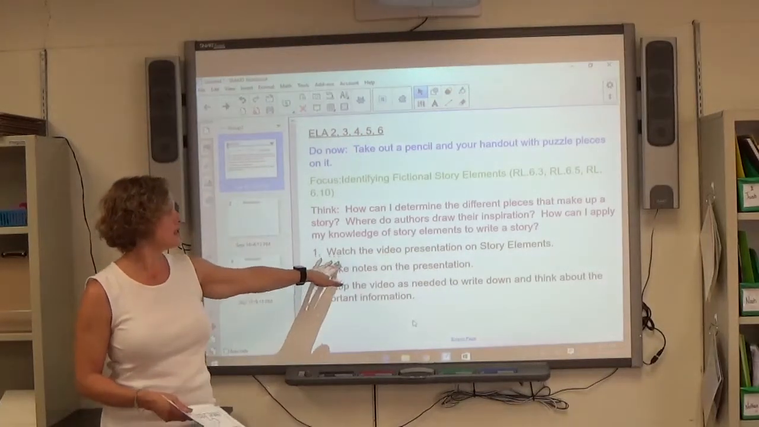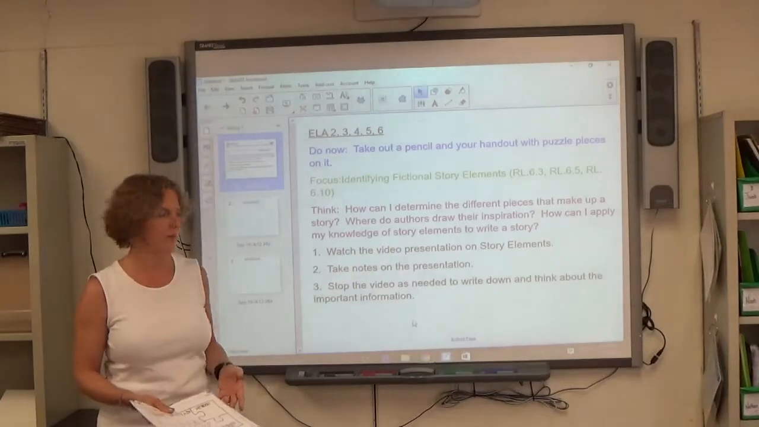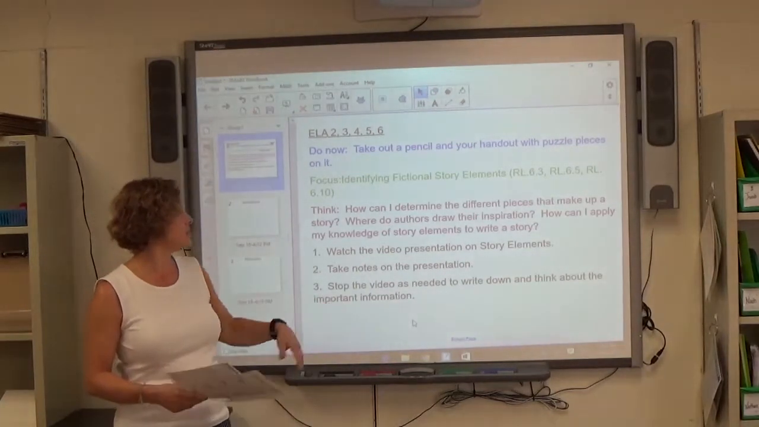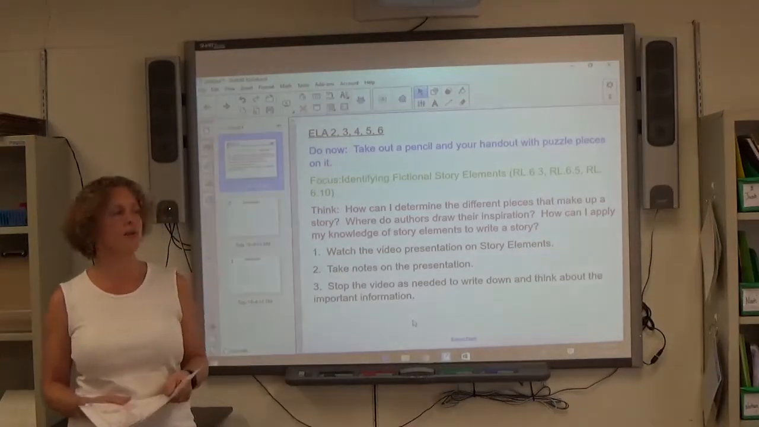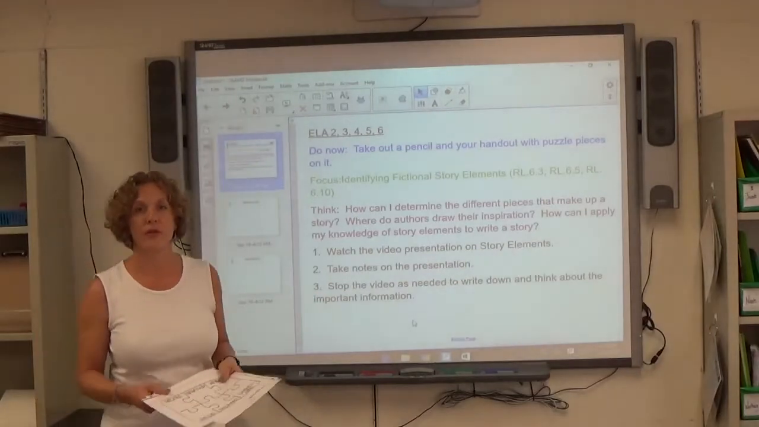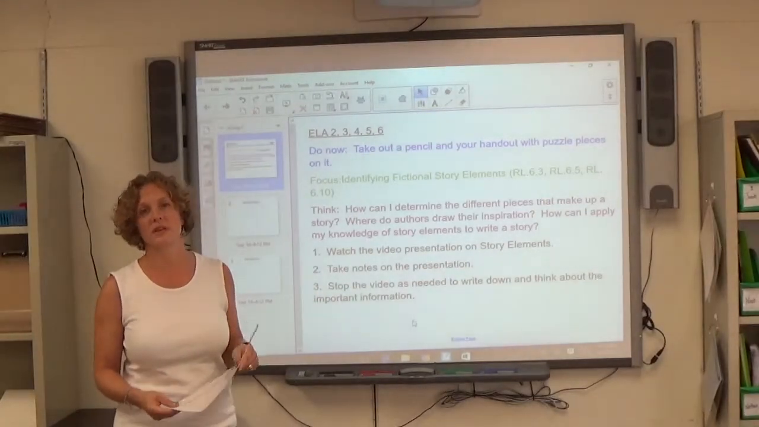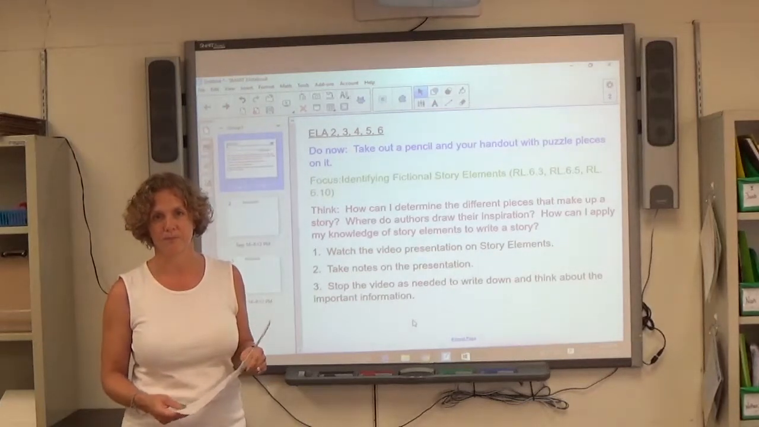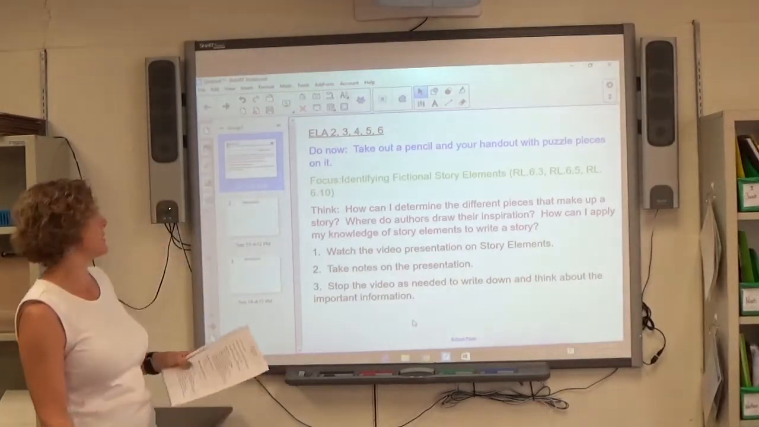Our steps are watching the video presentation on story elements, taking notes on the presentation, and making sure that you stop the video as needed to write down and think about the important information. The great thing about a video presentation is that you can stop and start it as you need and watch it as many times as necessary. So let's get started.